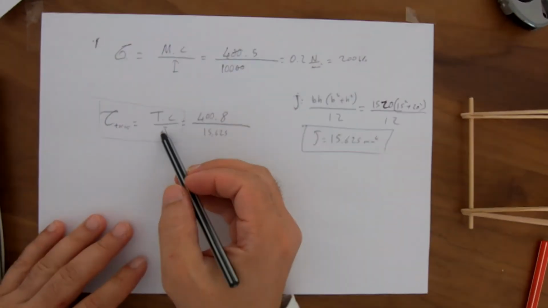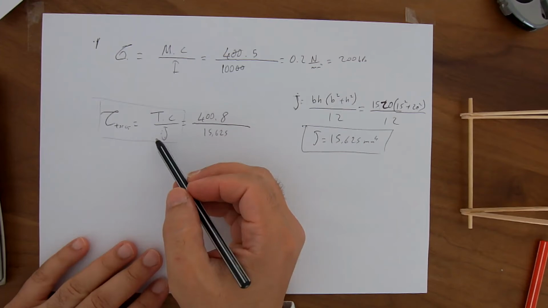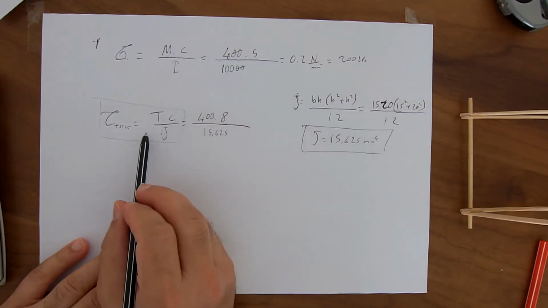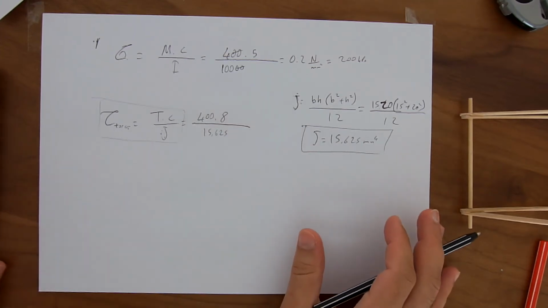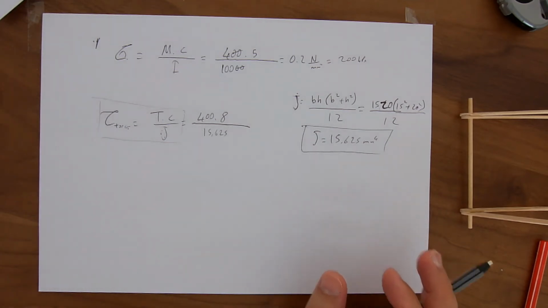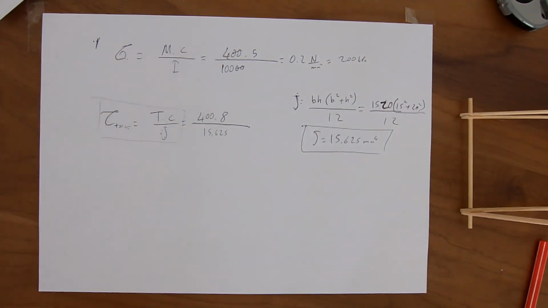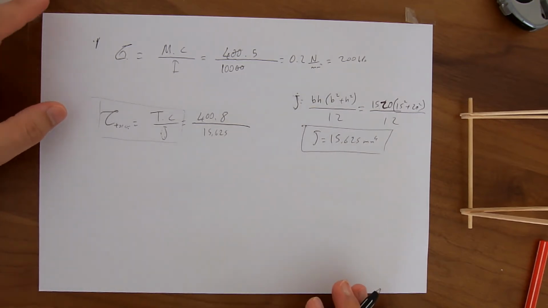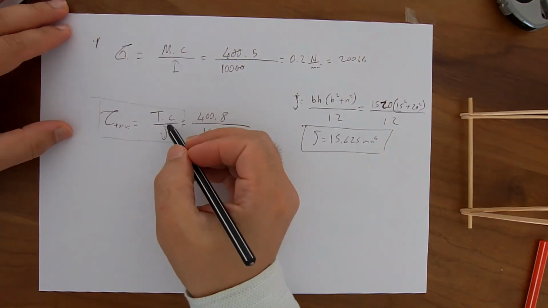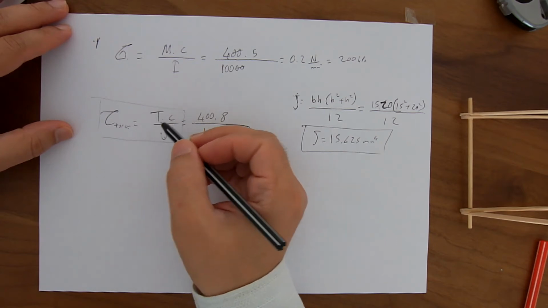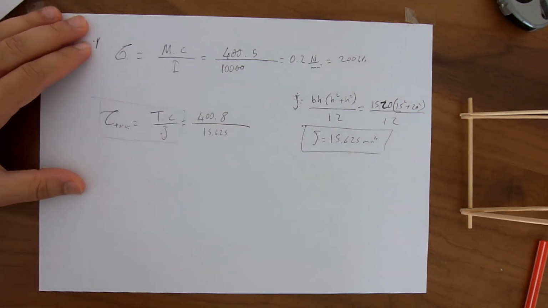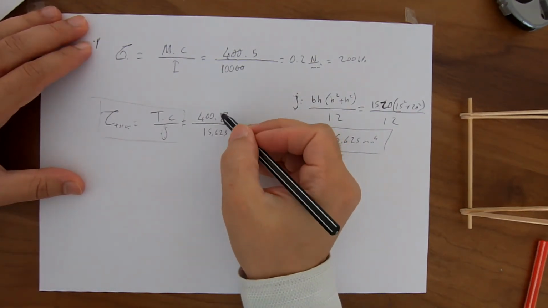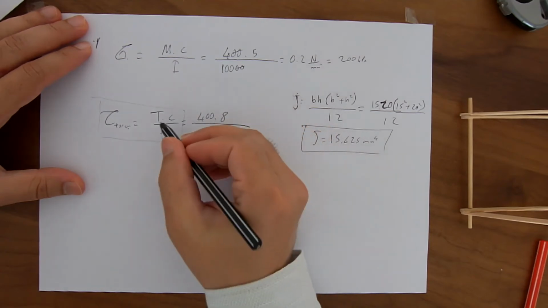Actually, this is not the formula that is used for a rectangular cross section. This one is for circular cross section. But determining the torsional shear stress on a rectangular cross section is a bit complicated. So we just approximate the value by using the one for circular cross section. So we take C as 8.